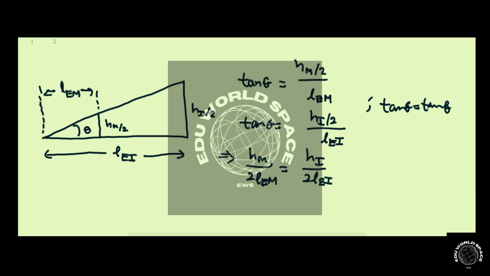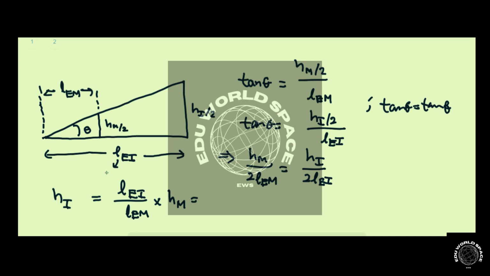And we wish to find the image height. So HI, I'm just going to move the 2 LEI over on this side. So I have LEI over LEM times HM. And we actually have these particular numbers. They're given to us. So before I move on, let me just write down what LEI is.